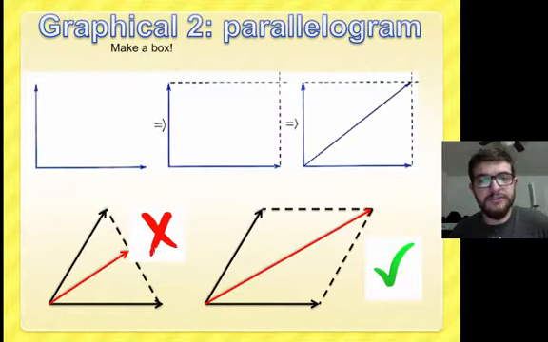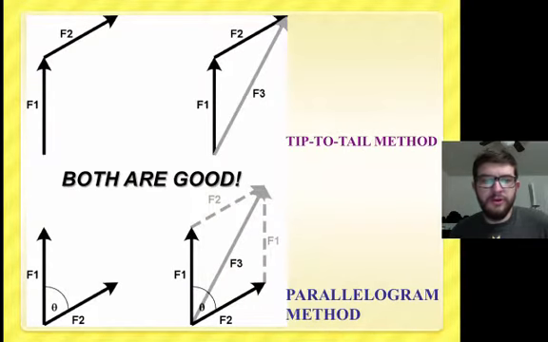And again, I would just use a ruler and a protractor to measure the length to get the magnitude, and then this angle to get the direction. So both are good. Tip to tail and parallelogram method, you can see both of them make the same resultant vector. Whichever one floats your boat and whichever one you want to use, that's the one you can use.